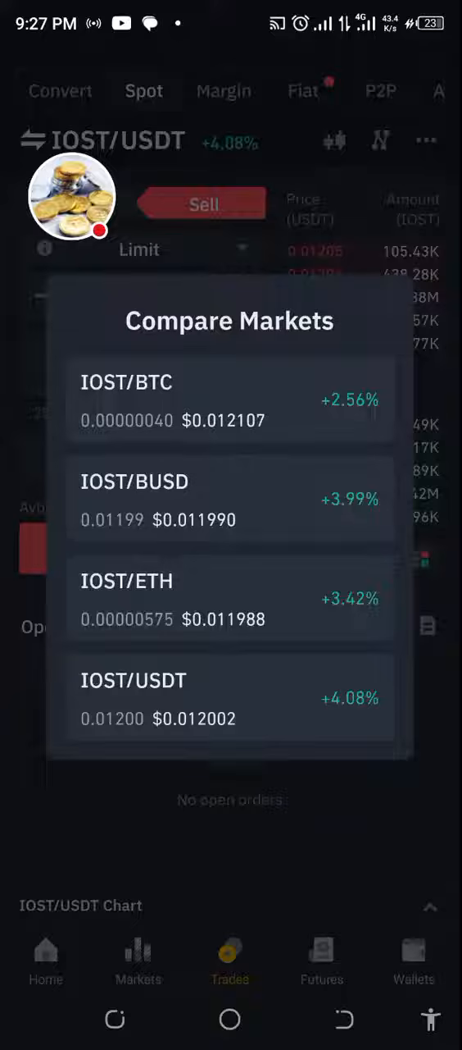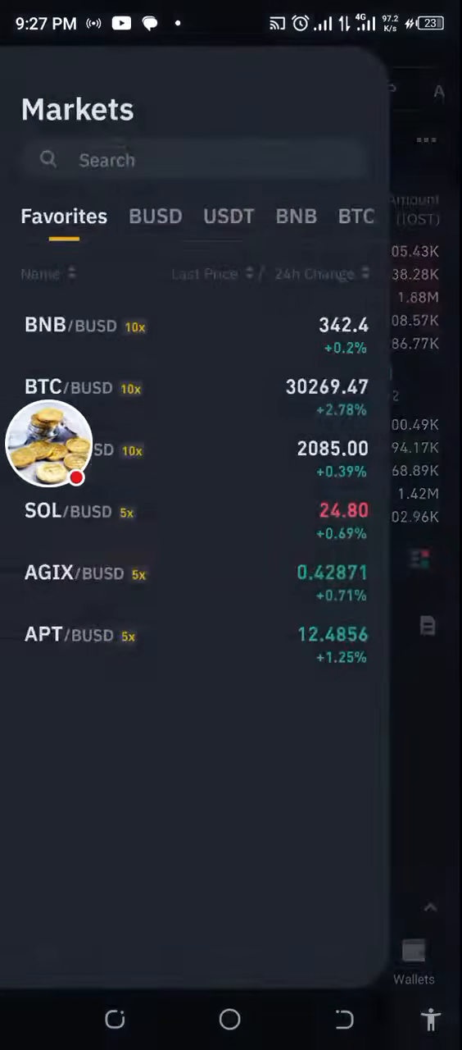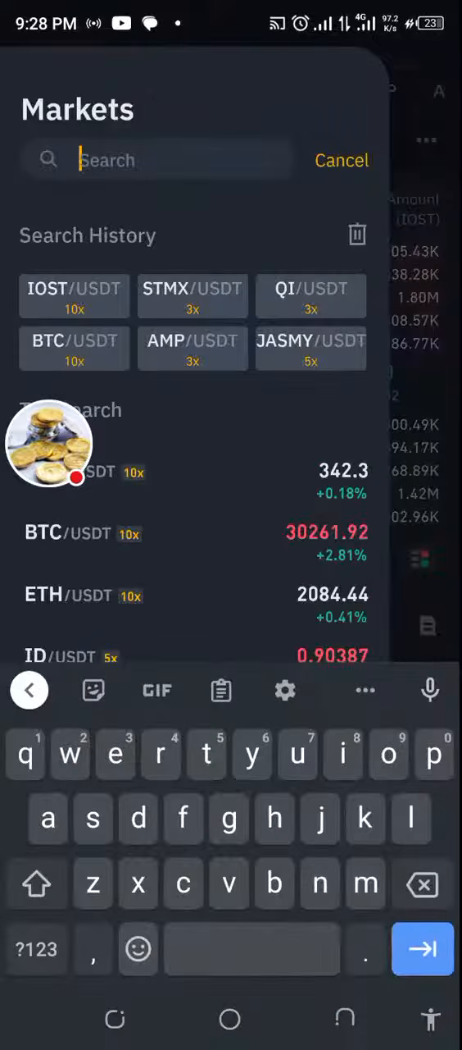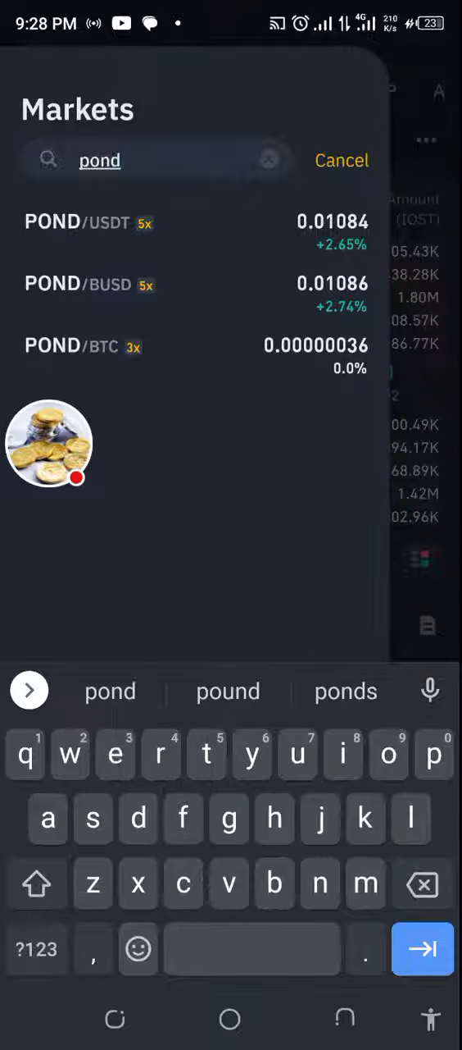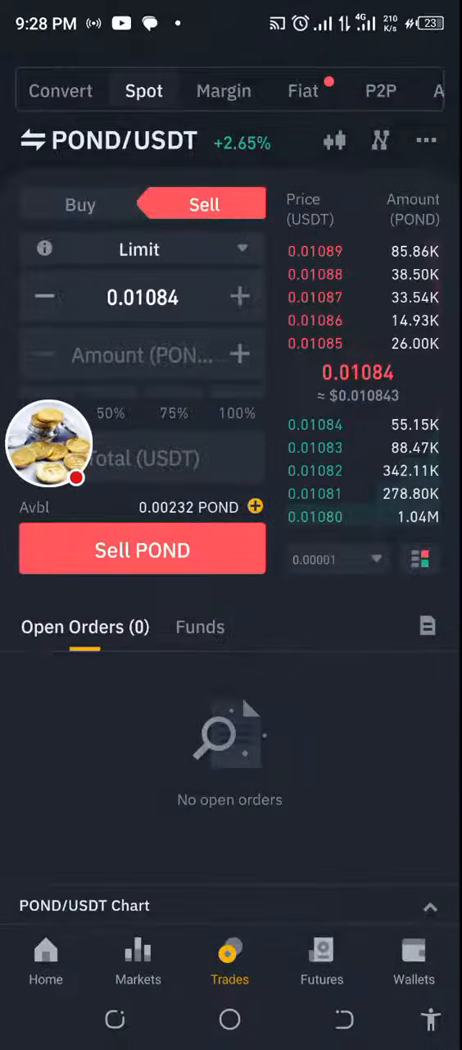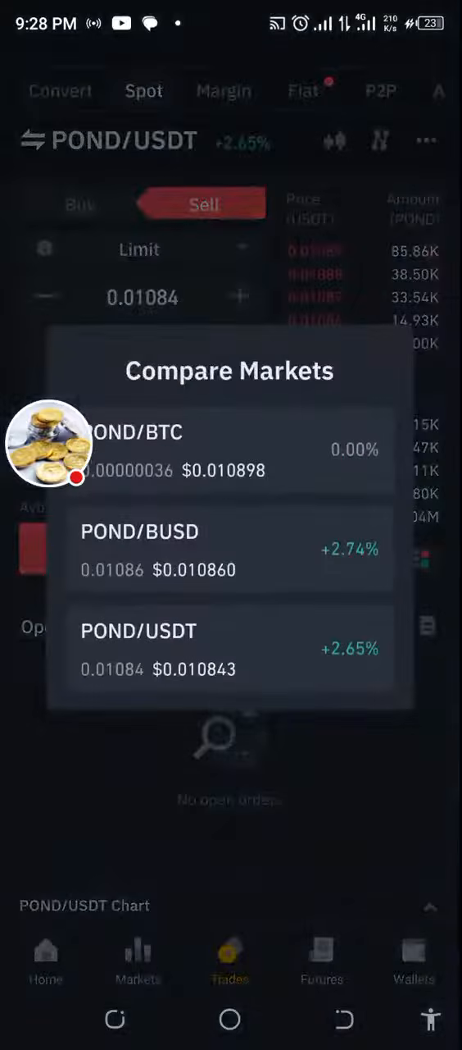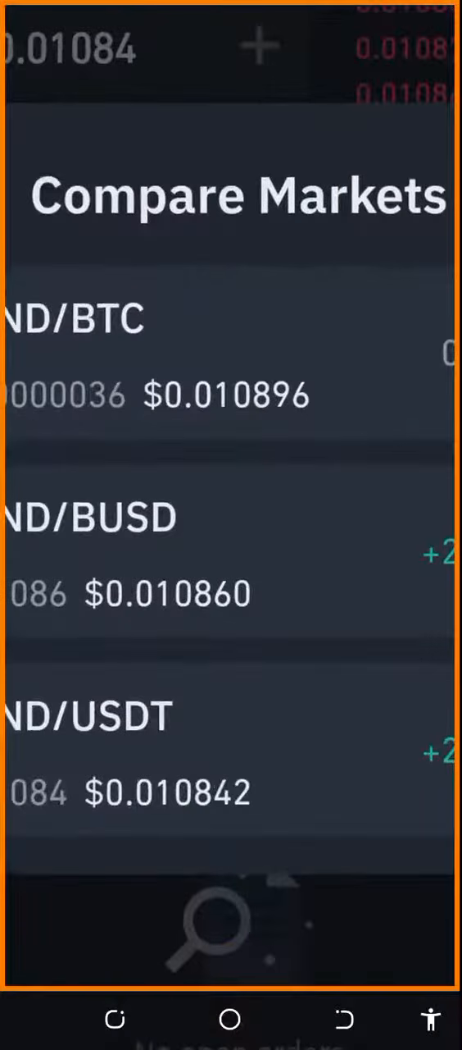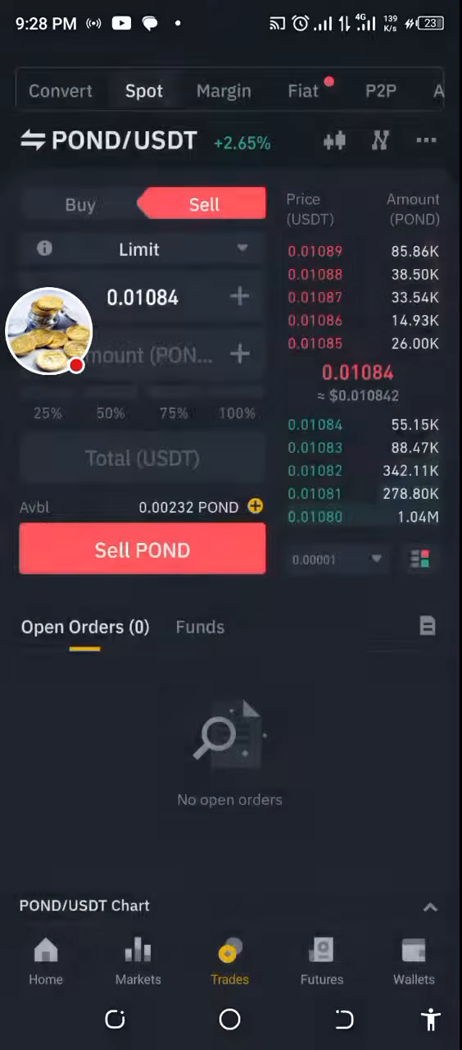Let's check another one. Let's check POND. Then let's check Lina. Yeah, that's another one. Let's check POND. Then let's see whether there's anything here. I just want to show you some detailed simulations. Nothing is here. All right, the market is pretty balanced.